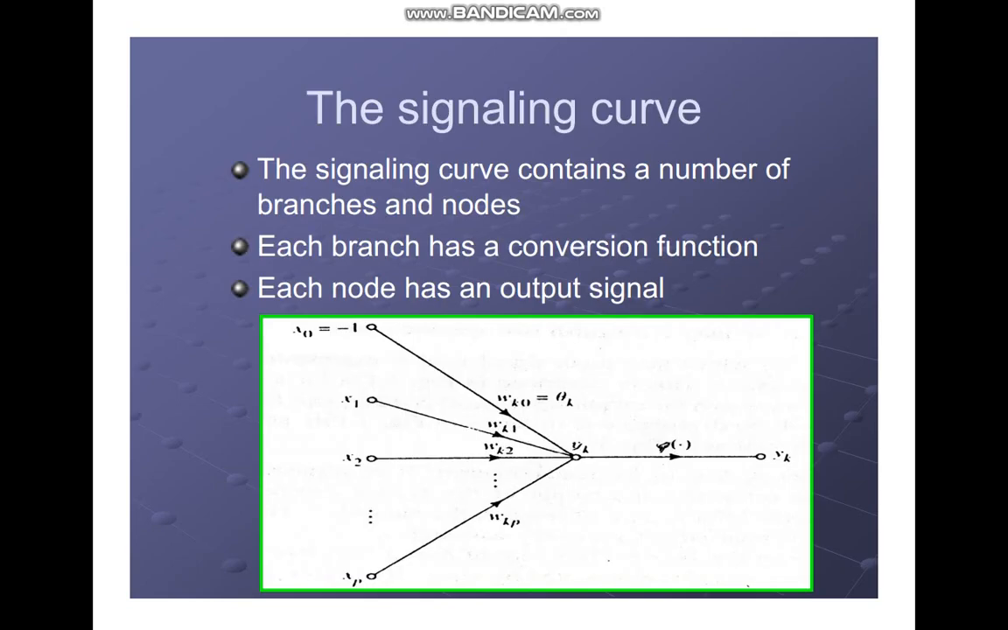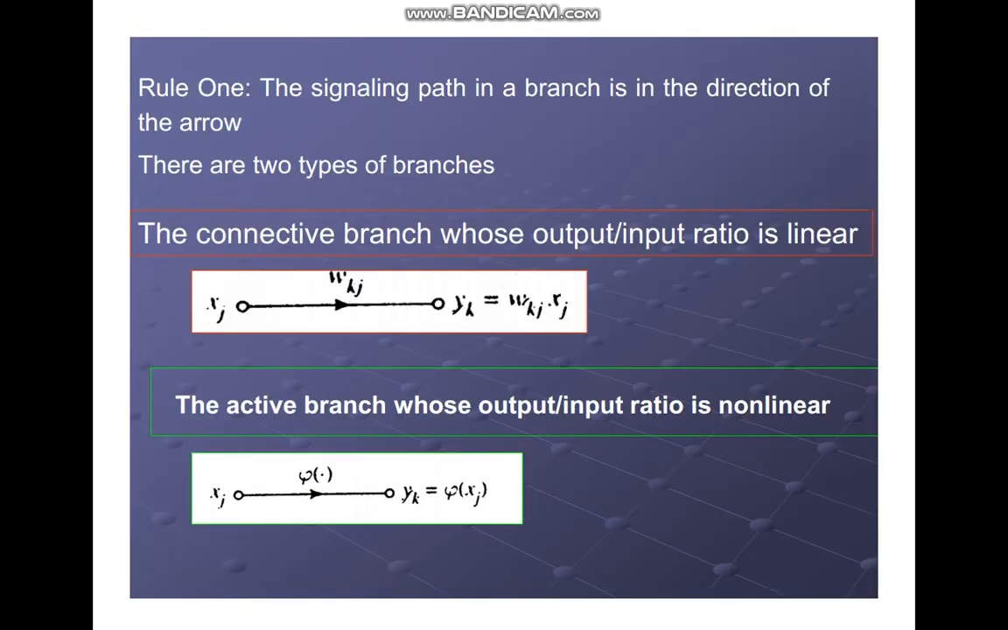The first thing to know is what a signal flow graph is. This is called a signal flow graph, which is a circuit that consists of some nodes as the neurons and some branches and a transfer function, as you see. There are some rules related to this signal flow graph that are stated here.